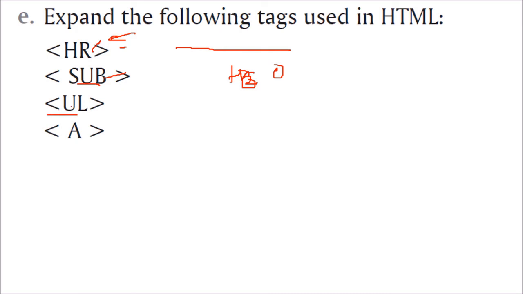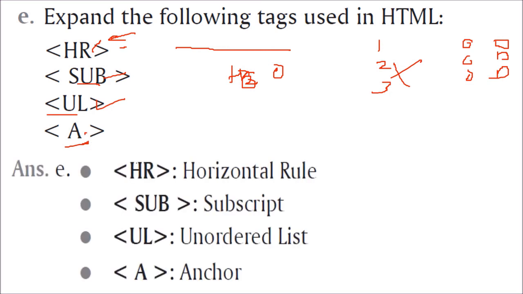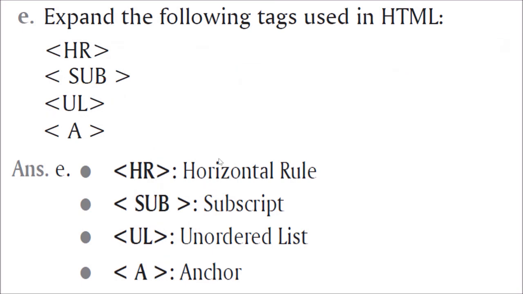UL is for unordered list. You want a list not in this format, but say in bullet or in square form. For this you have to use this unordered list. A is for anchor. This is the hyperlinking stuff. You will give the links inside this. So HR stands for horizontal rule, sub for subscript, UL for unordered list, A for anchor.